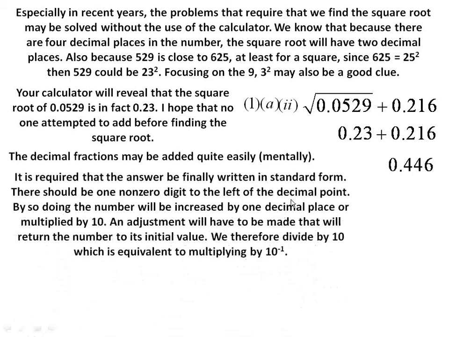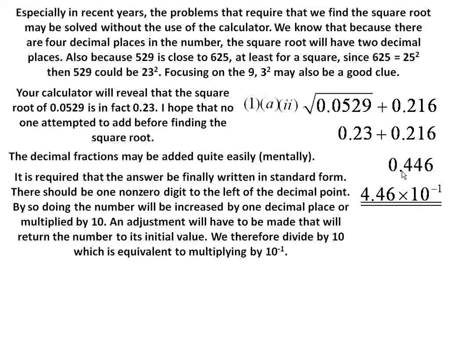It is required that the answer be finally written in standard form. There should be one non-zero digit to the left of the decimal point. By so doing, the number will be increased by 1 decimal place, or multiplied by 10. An adjustment will have to be made that will return the number to its initial value. We therefore divide by 10, which is equivalent to multiplying by 10 to the negative 1. So there we have it.